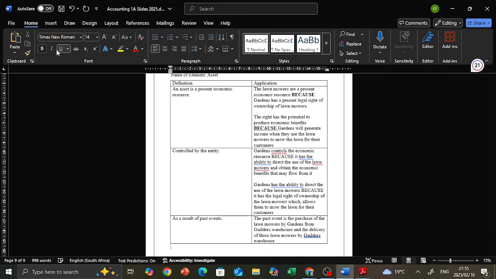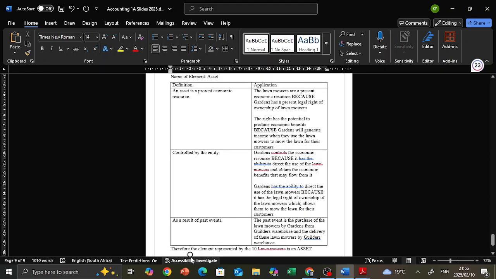Therefore, guys, mute your mics, please. Therefore, the element represented by the 10 lawn mowers is an asset. Lovely. Okay? Please, you must write it like this. Therefore, the element represented by the 10 lawn mowers is an asset.